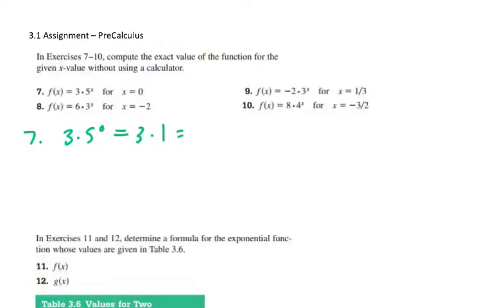Okay, so 3 times 1, since 5 to the 0 is 1, and so that's going to be 3, and yay, we're done with number 7.